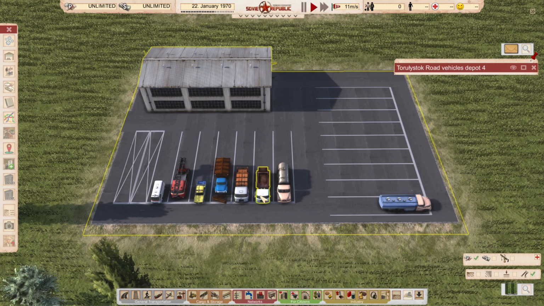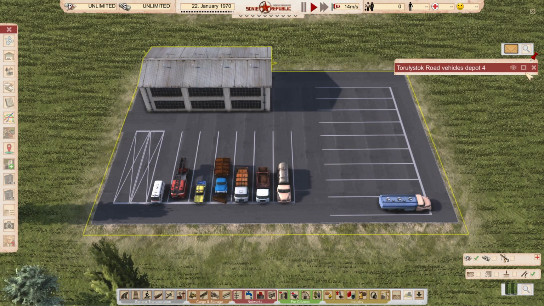Waste trucks, you have 2 varieties. You have the small container variety and the large container variety. The large container variety can only service large containers, and the small container variety can only service small containers. And finally, you have the snowplow.